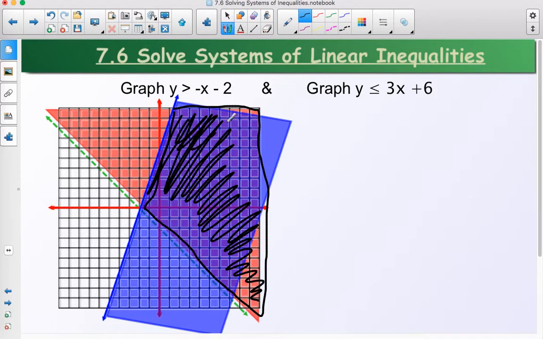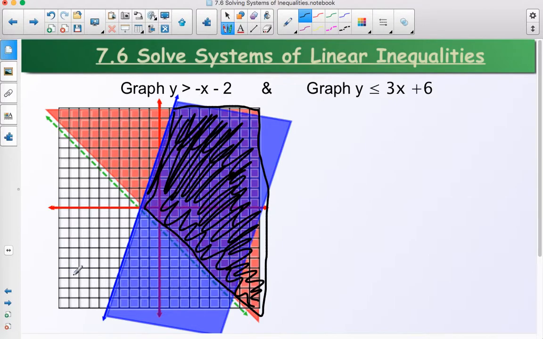So the only parts that I would shade in here are going to be the black ones. On your notes, your job is to regraph those two boundary lines and then shade in this section right here that I did in black. Those are the points that make both inequalities true.